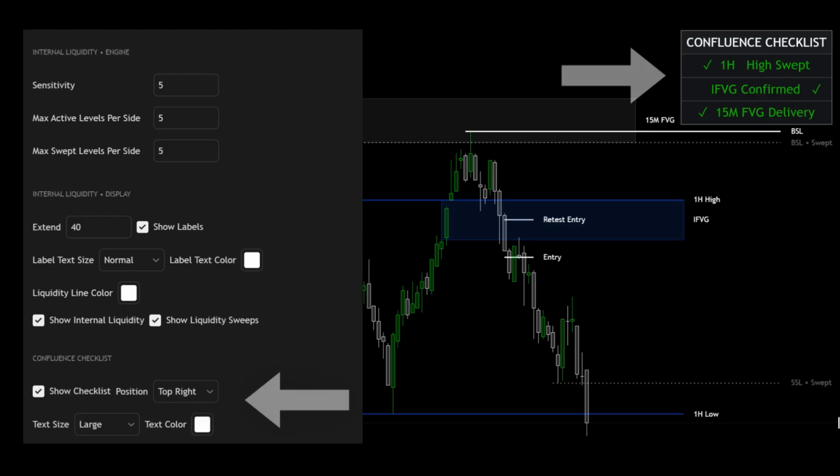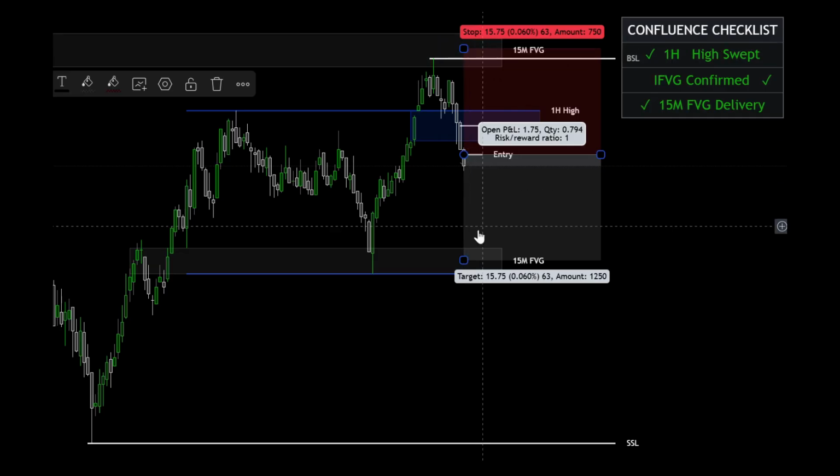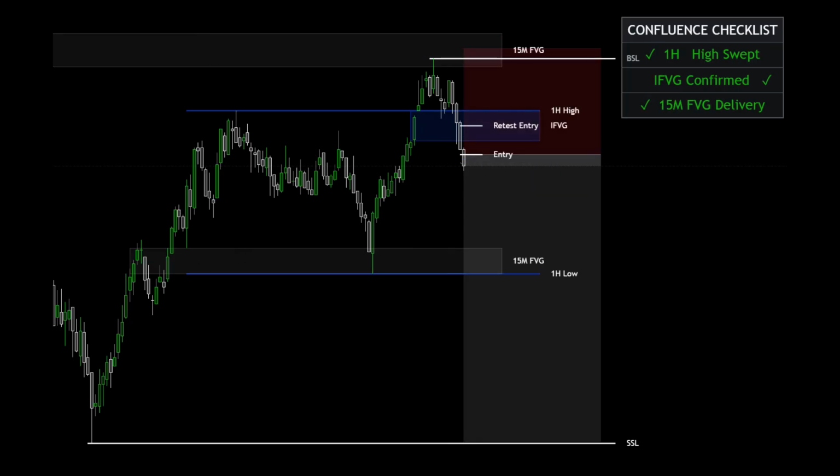The checklist updates in real time, and its position and size can be adjusted to fit your chart and works on all timeframes. This entire system is designed to remove guesswork and help you focus on stacked confluence, structure, and confirmation instead of a single signal.